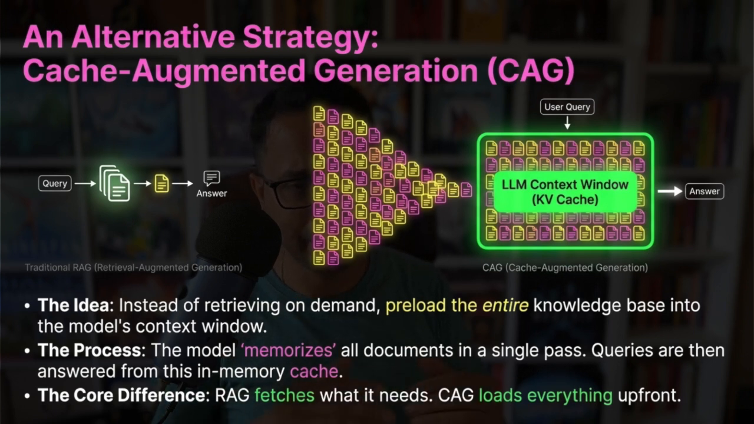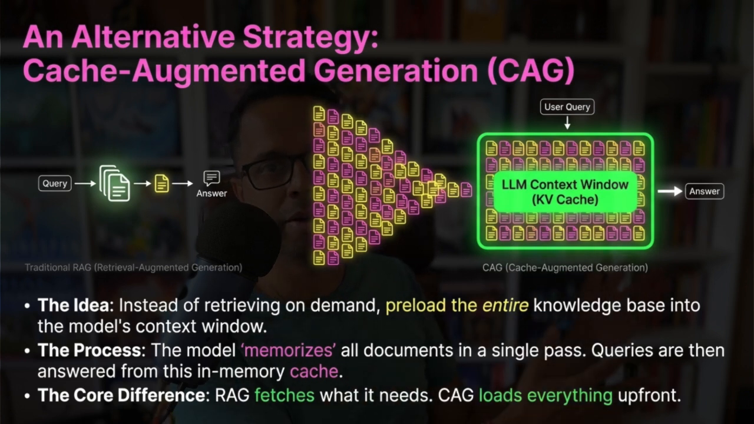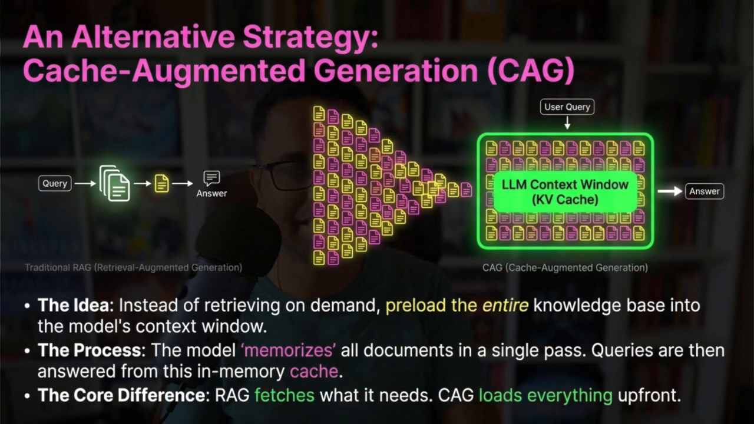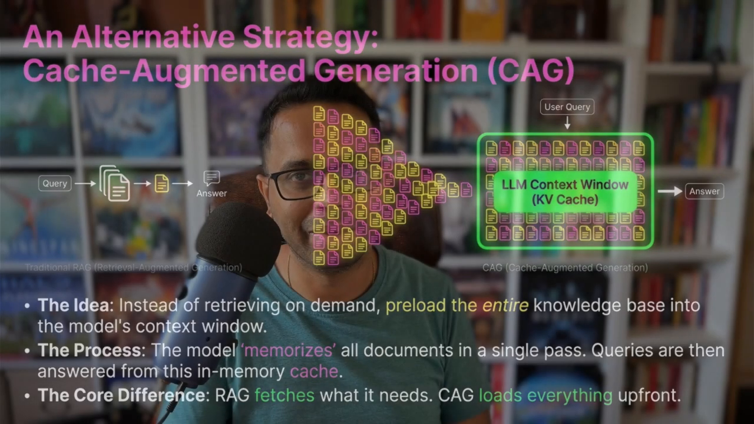So the model memorizes all documents in a single pass itself. I can give it all the 7 or 8 books of Harry Potter and it will remember. And now when I ask a question, imagine that there is an open book in front of it. It can just quickly go and find it instead of relying on a vector database where the vector embeddings were stored, right? So the core difference between RAG and CAG is that RAG fetches what it needs and CAG loads everything up front, right?